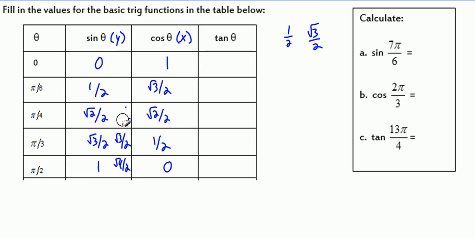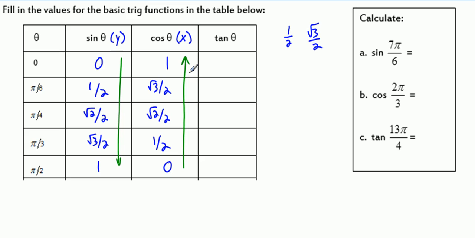Square root of 2 over 2 doesn't simplify, the square root of 3 over 2 doesn't simplify, square root of 4 is 2, 2 over 2 is 1. So one way to generate this column is to put the denominator over 2, square root of 0, square root of 1, square root of 2, square root of 3, square root of 4, and simplify.